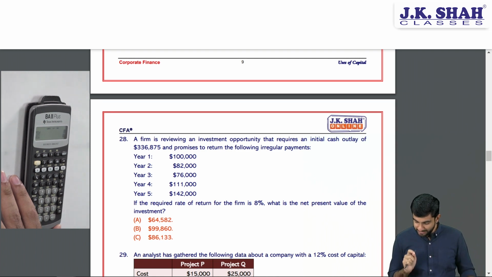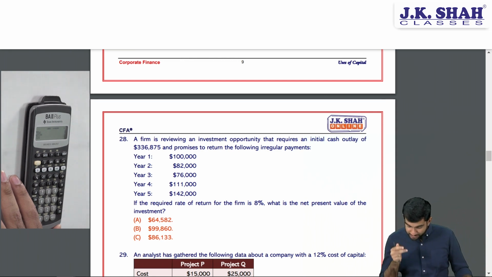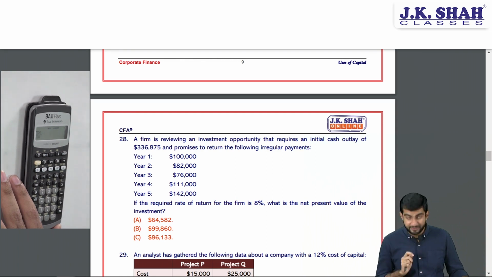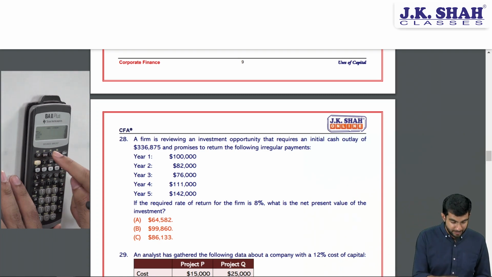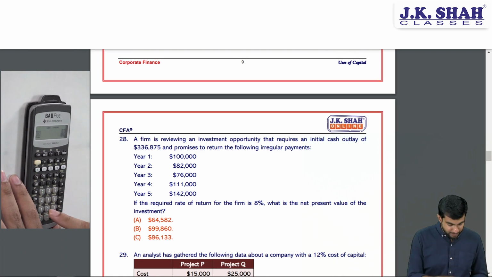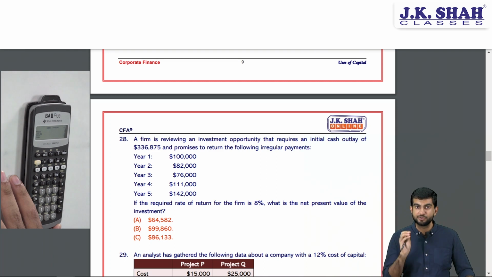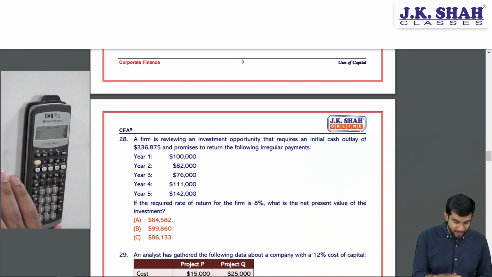Now I will input the cash flow at time 1, which is $1 lakh. Enter, down arrow. Is $1 lakh getting consecutively repeated? The answer is no. So frequency will remain 1 only. Enter, down arrow. C02. C02 is 82,000, the cash flow at time 2. So 82,000, enter, down arrow. It's not getting consecutively repeated, so frequency will remain 1. Down arrow. C03 76,000, enter, down arrow. F03 will remain 1, down arrow.